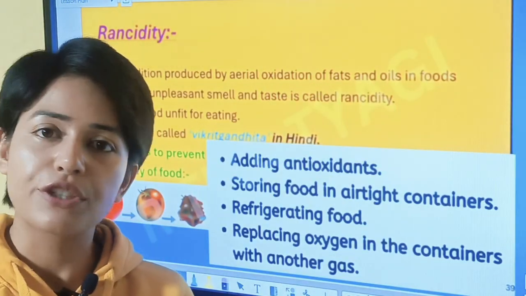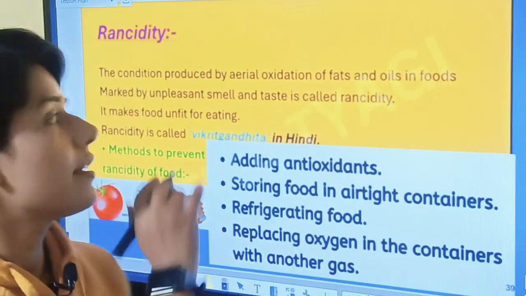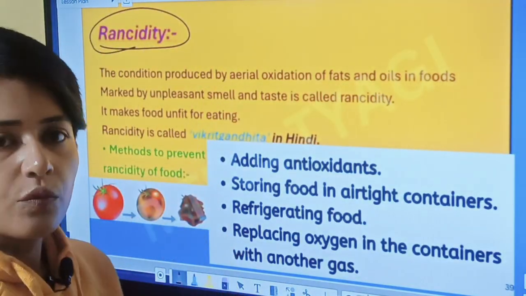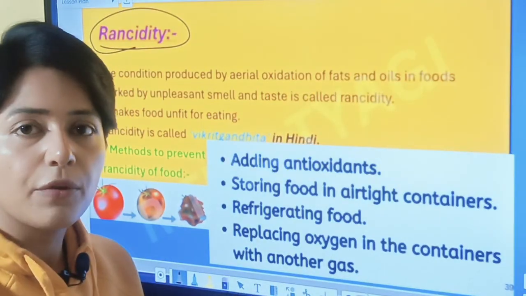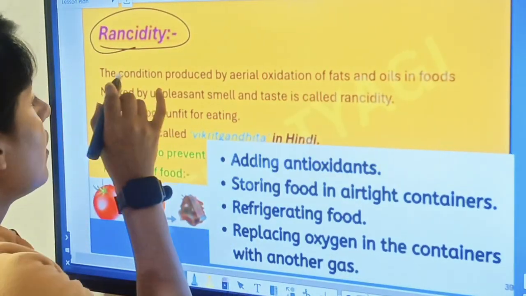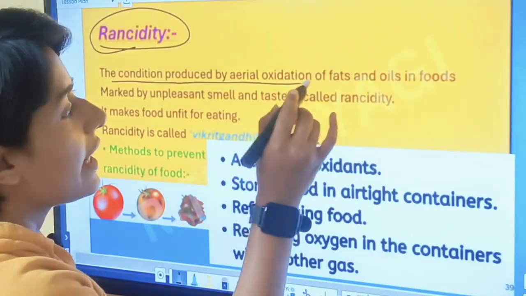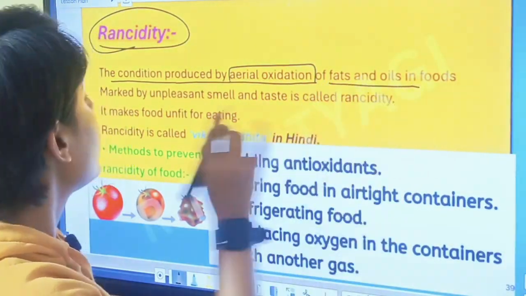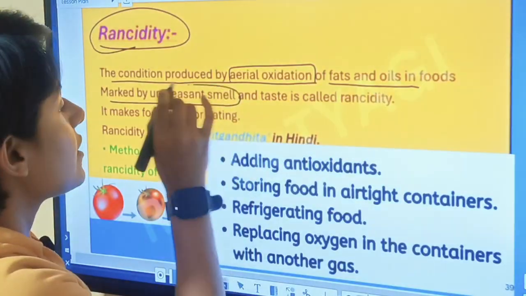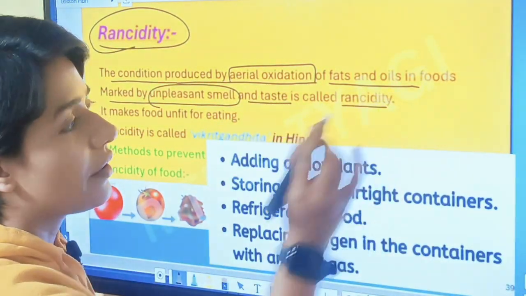The next effect of oxidation in our daily life is rancidity. What is rancidity? How do we prevent the rancidity of food? All such questions we are discussing here. The condition produced by aerial oxidation, aerial means atmosphere, of fats or oils in food, marked by unpleasant smell and taste, is called rancidity.